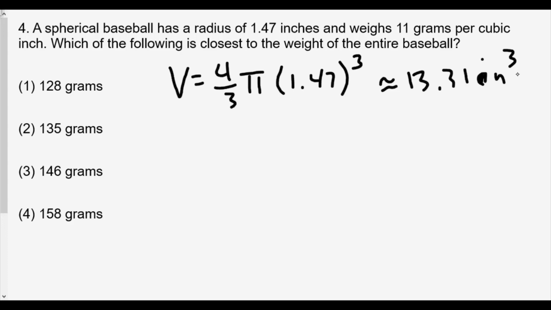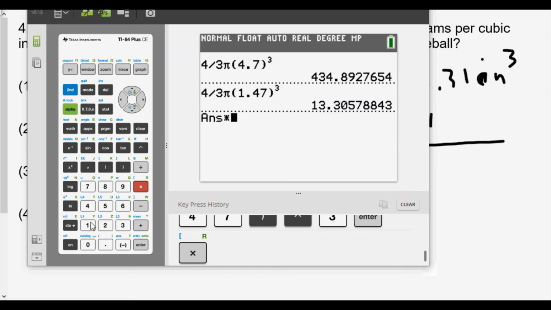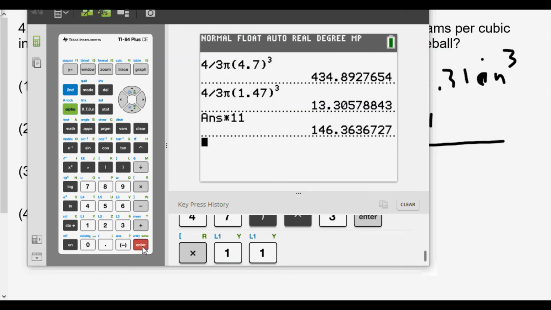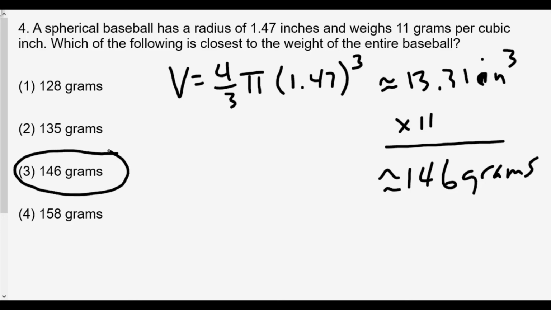All right, but now to find the weight of this, we're going to multiply by 11. Now, because we're looking for the nearest whole number of grams, it'll be fine if we just use the same number in the calculator. And here's a good thing about this: we have it on the calculator already set up. We can just type in times 11. And we will find that the grams are close to 146.36. So it's approximately 146 grams. Not exactly, but approximately. And so this is the answer for number 4.